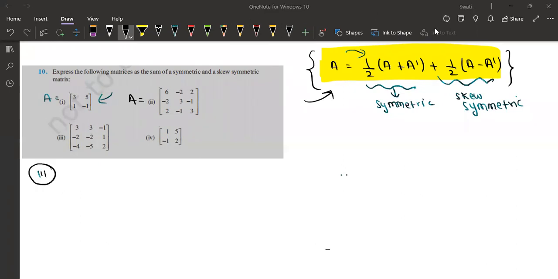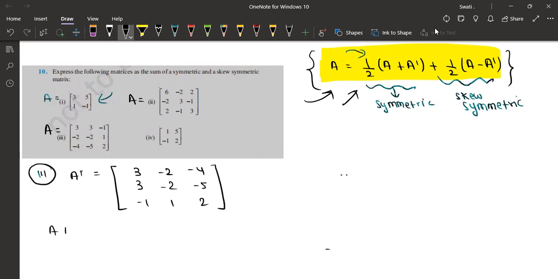The third one, we have again, imagine this is the matrix A. So first, to use this formula, we need to find A transpose. If you find A transpose, you will get 3, -2, -4, and the next entry is 3. The second column will become the second row. So 3, -2, -5. Next is -1, 1, and 2. This is your A transpose. So first, we will find A plus A transpose, or you can say half of A plus A transpose.